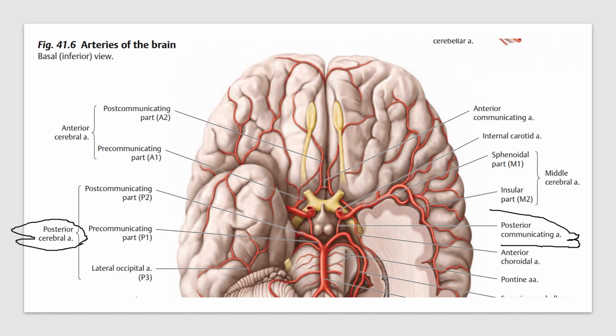And this posterior communicating artery, this one right here, communicates with the internal carotid artery. See how beautiful it is. This is the anterior cerebral artery, this is the middle cerebral artery, this is the posterior cerebral artery, this is the posterior communicating artery, and this is the anterior communicating artery.